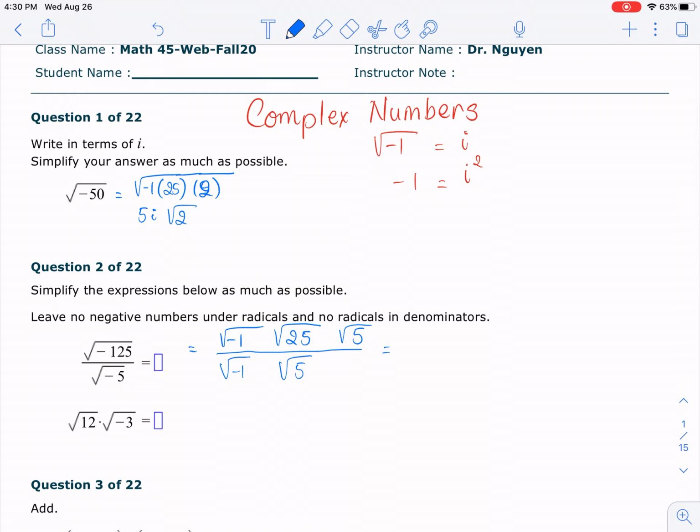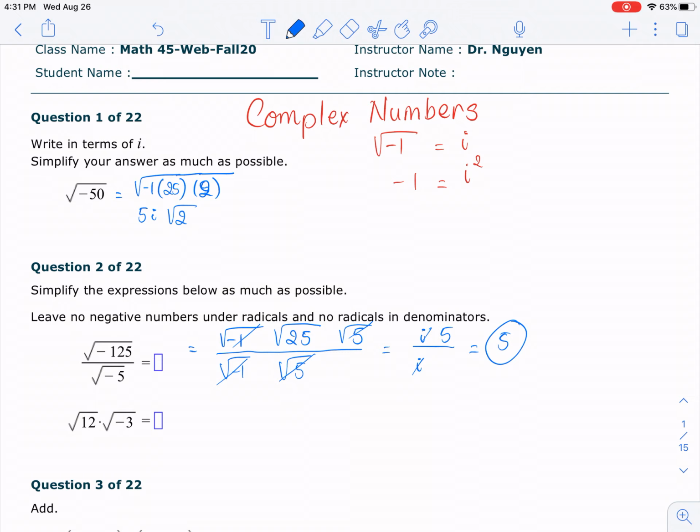So you can see right here, the square root of -1 over the square root of -1, that's i over i, right? And then we can cancel out that one as well, cancel out that one. So we ended up with the 5. So your final answer is 5.